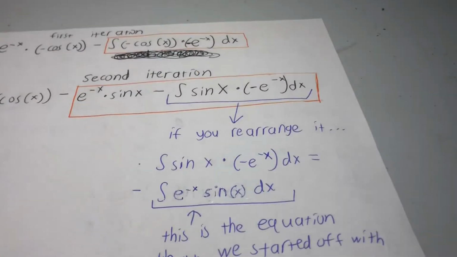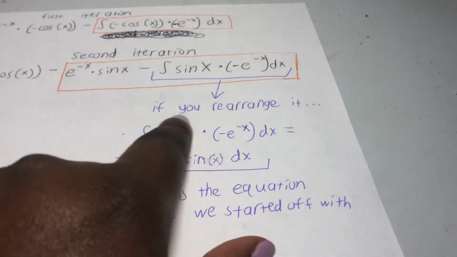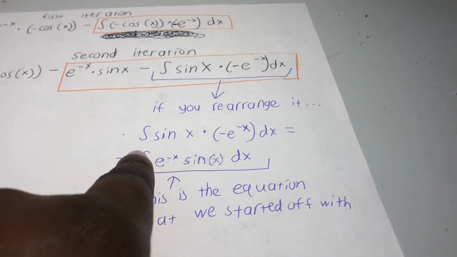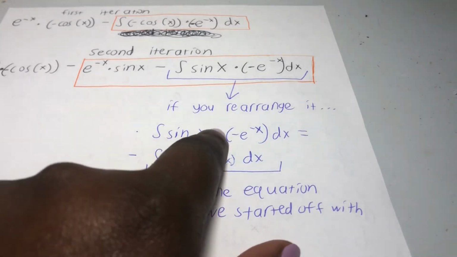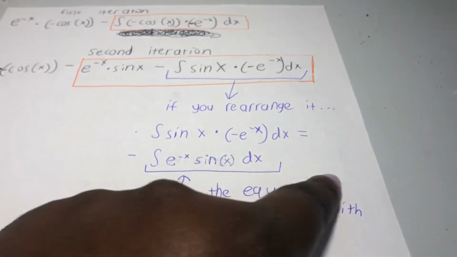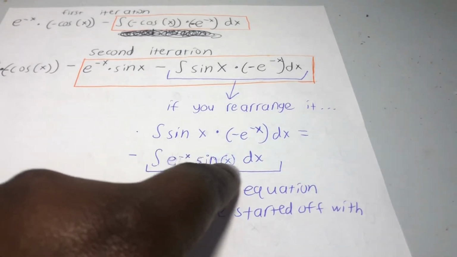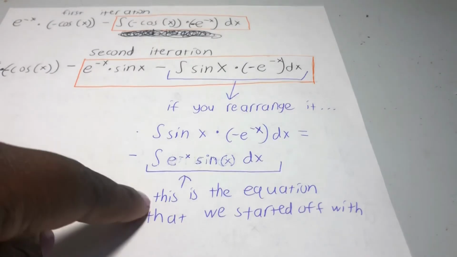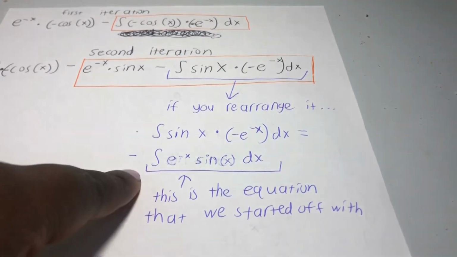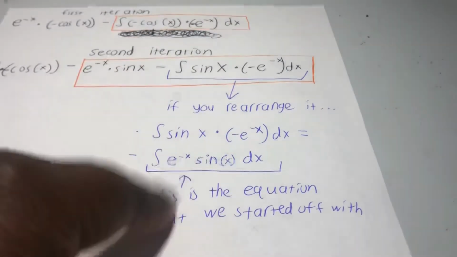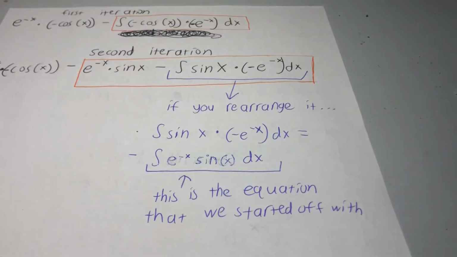So if you rearrange this, you can get the integral of sine x times e to the negative x dx to be, you can take the negative out, negative the integral of e to the negative x sine x dx. This is the equation that we started off with. This is the integral that we're trying to find. And from here, we can solve this integral algebraically by adding like terms.